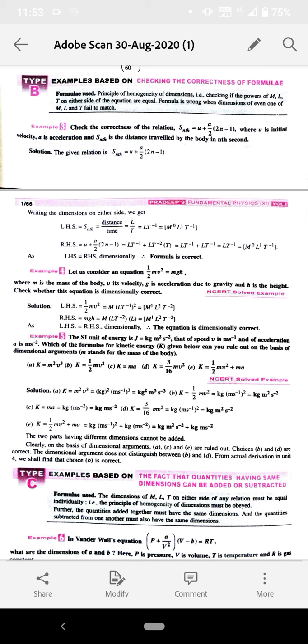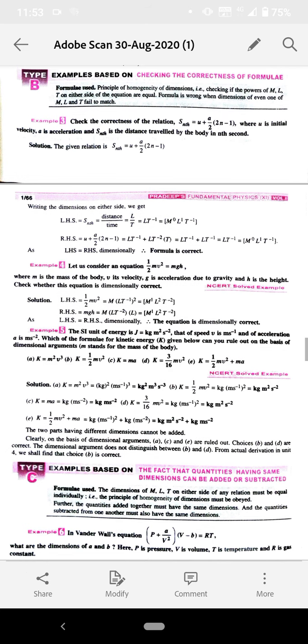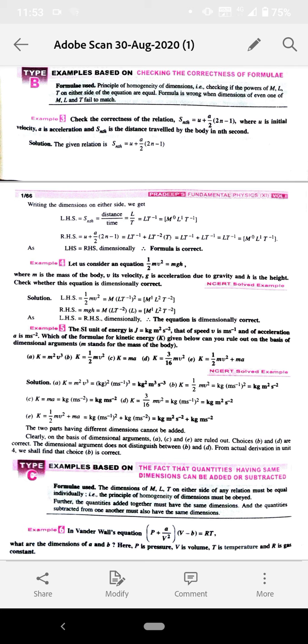So the given relation is S_nth = u + (a/2)(2n − 1). We will write the dimensions on either side, first the dimension of the left hand side, then the dimensions of the right hand side, and then check whether the dimensions are equal or not. So in LHS we have S, the distance traveled by the body in the nth second. So S will be distance upon time. The dimension of distance is L, time is T, so its dimensional formula will be L T^-1.